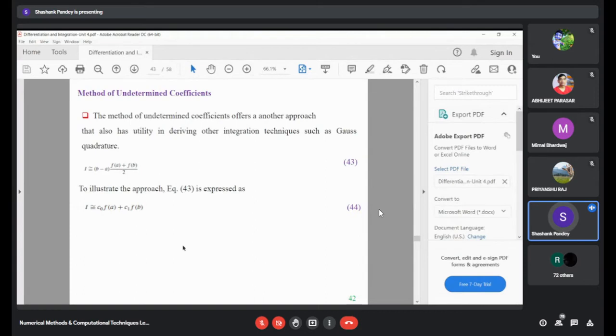Suppose that we are applying the trapezoidal rule, using a single application of the trapezoidal rule, which is given by equation number 43. What you can see is that we can assume this function as c0 and c1. This is given by equation 44.